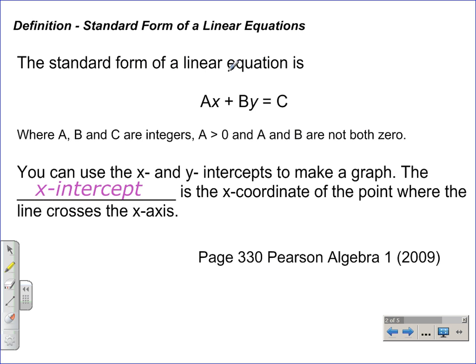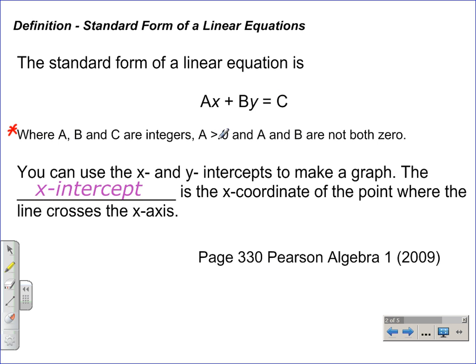The standard form of a linear equation is ax plus by is equal to c, where a, b, c are integers, a is greater than 0, and a and b are not both 0. What all this means is that a, b, and c are going to be numbers. A is the coefficient of the x term, b is the coefficient of the y term, and c is the constant, and in standard form it's the constant that's on the right of the equal sign.